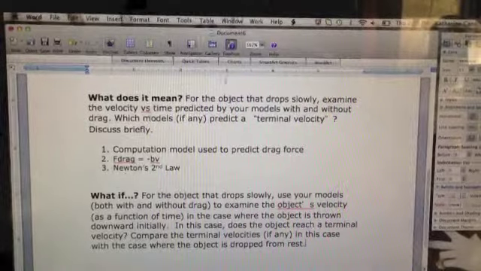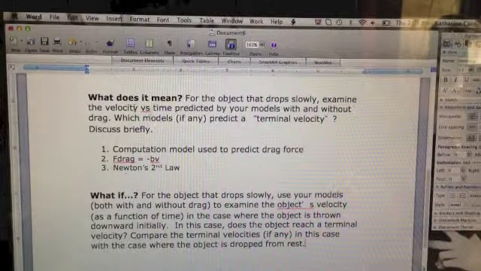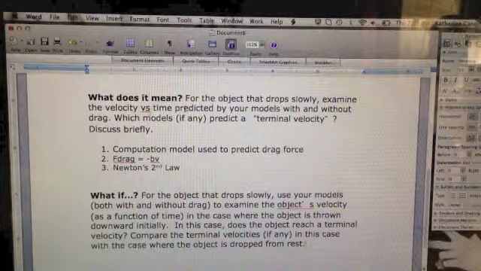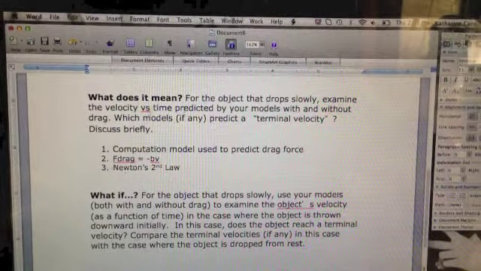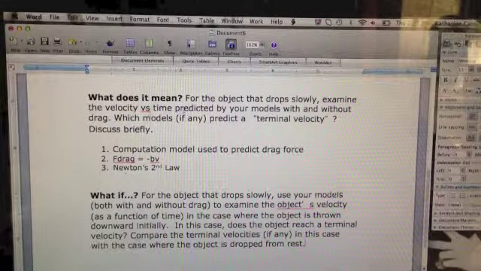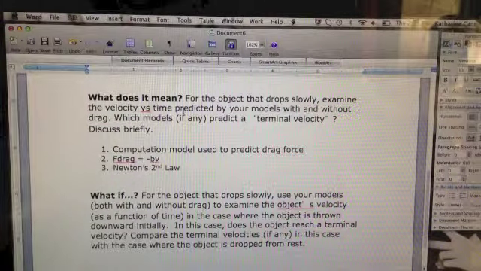What does this mean? For the object that drops slowly, examine the velocity versus time predicted by your models with and without drag. Which models, if any, predict a terminal velocity? Discuss briefly. First, we use the computational model to predict Fdrag. We set Fdrag equal to negative bv. This means that Fdrag is proportional to the negative velocity.